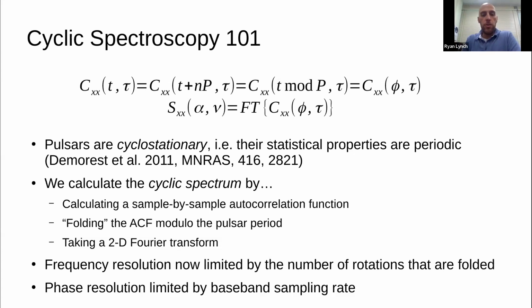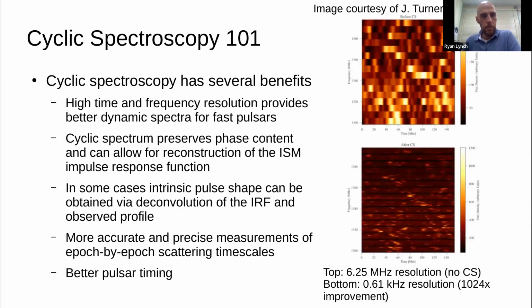So the frequency resolution that you get is now no longer limited by the smallest time resolution, but by the number of rotational periods that you can accumulate data for, and therefore accumulate different lag values for. And the phase resolution that you get is basically limited by your baseband sampling rate. Since again, you're accumulating these lag products into different phase bins by folding them prior to doing this Fourier transform. So that was a very quick overview of the signal processing. Let's talk about some of the benefits.